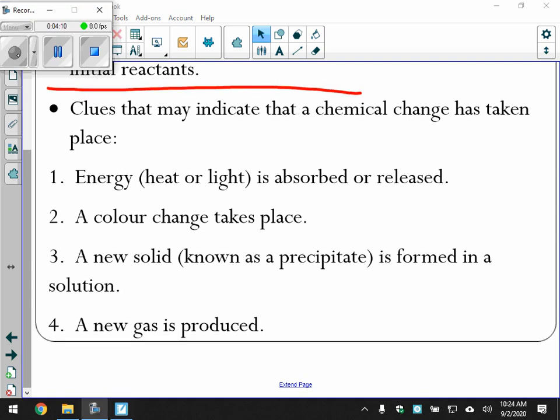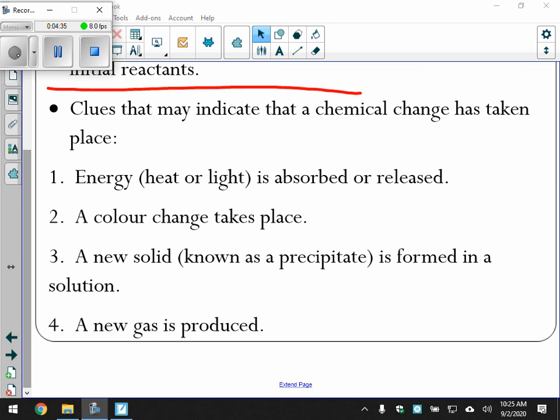Energy in the form of heat or light is either absorbed or released. So that's a clue. Of course, we have names for that, absorbed and released. What are those called? What do we talk about in chemistry? Anyone? What's the term for energy released, energy absorbed? Oh, come on. Yep.